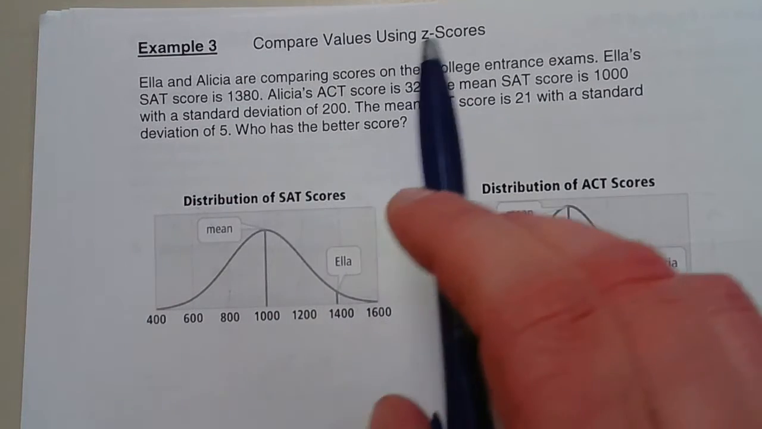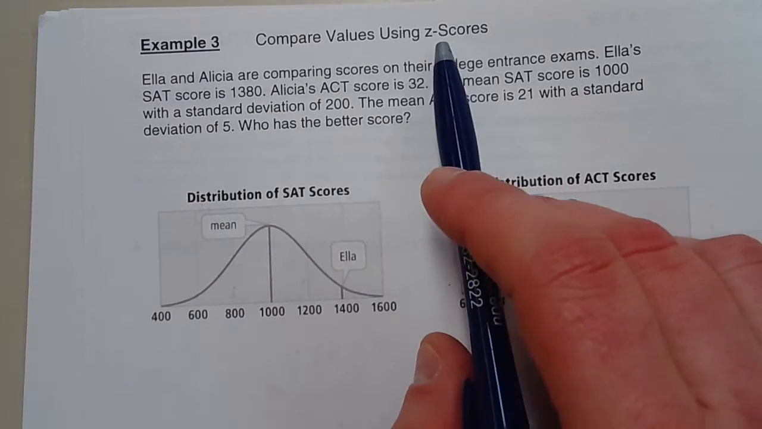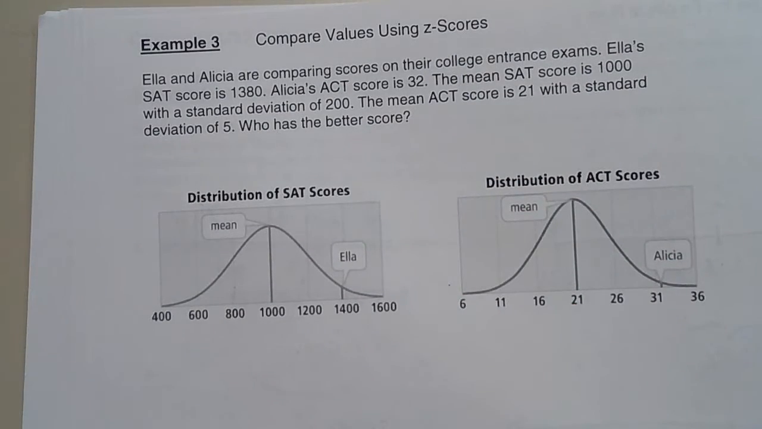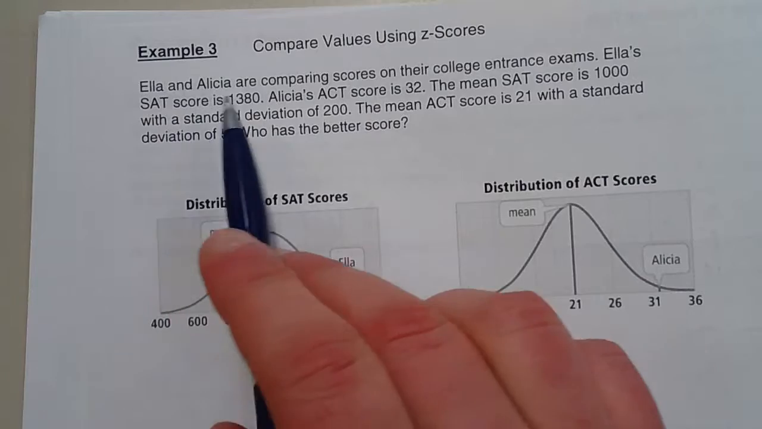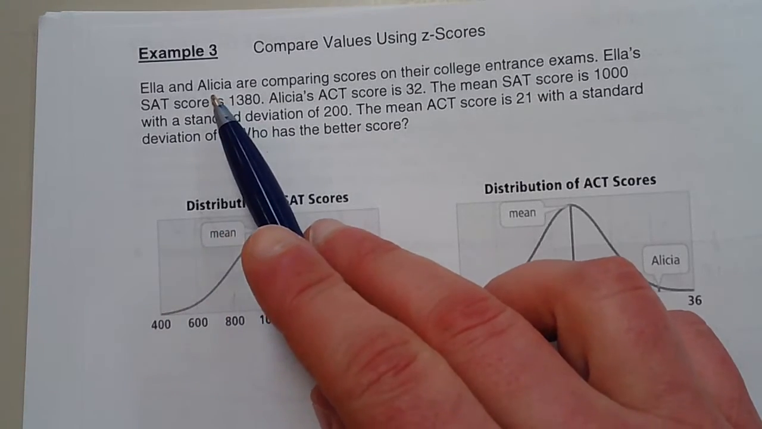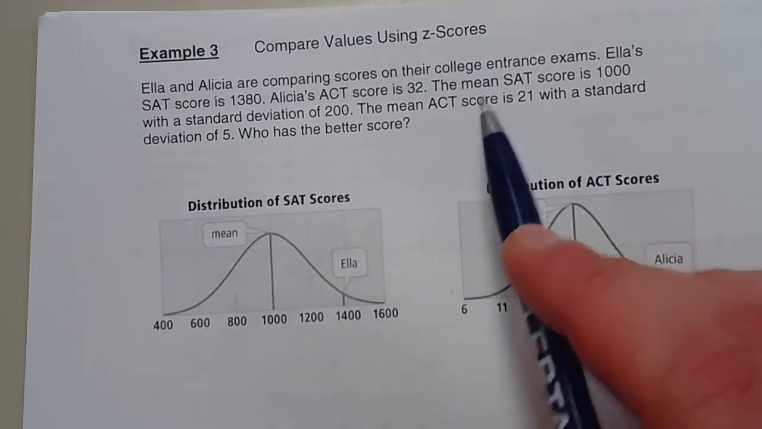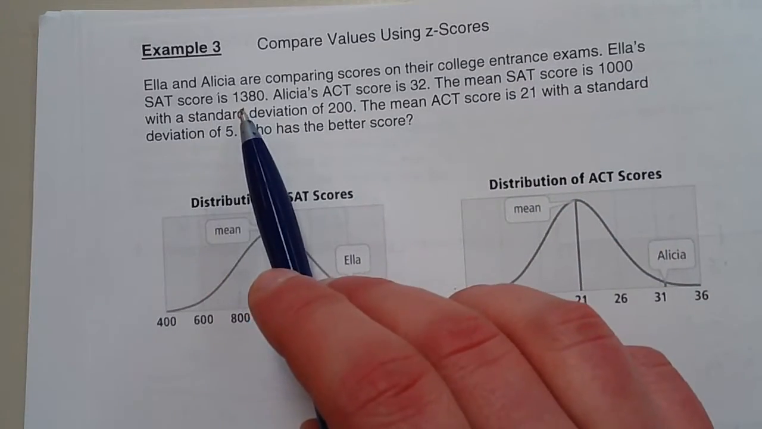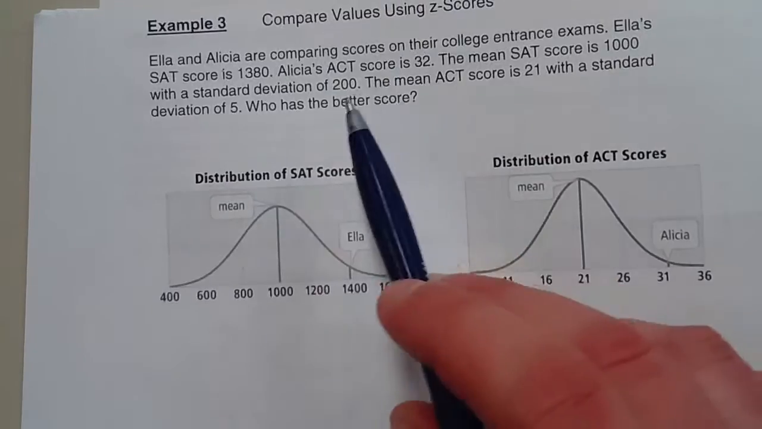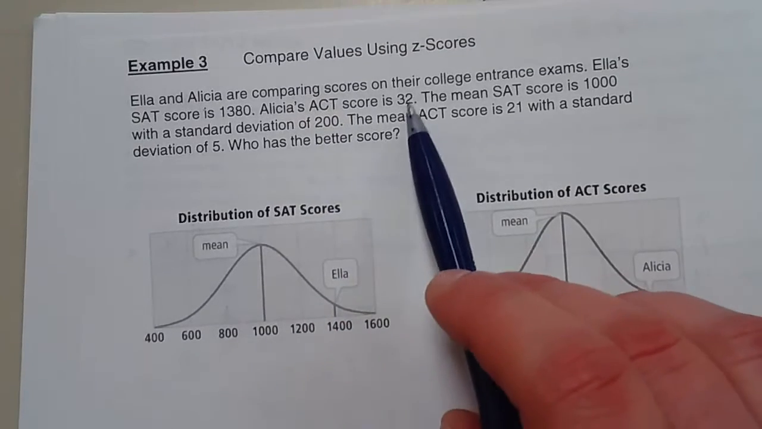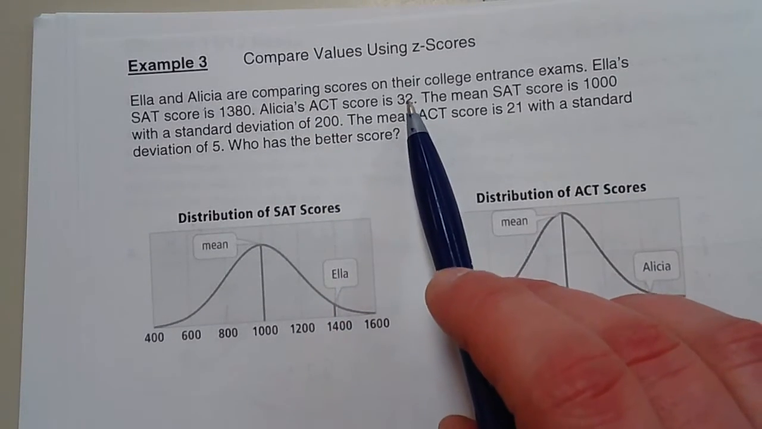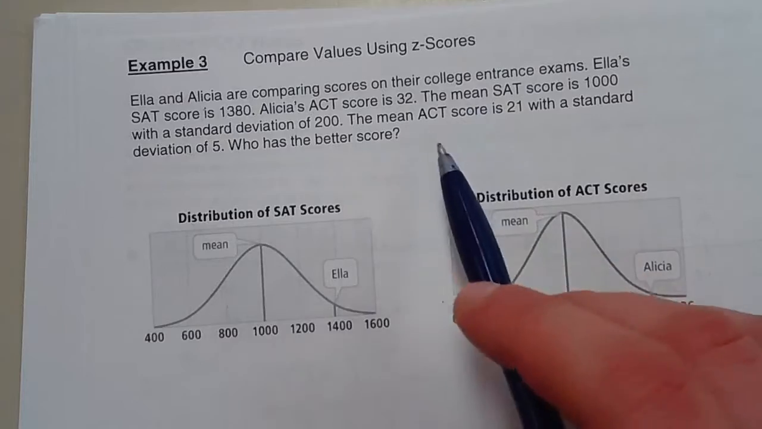So let's read this question. We're going to learn about something called a z-score today. So let's read this, and then we'll define what a z-score is. It says Ella and Alicia are comparing scores in their college entrance exams. Ella's SAT score is 1380, which is a really good score. It's out of 1600. Alicia's ACT score was 32. ACT is out of 36, by the way, if you're curious.